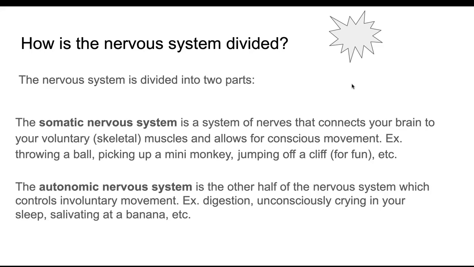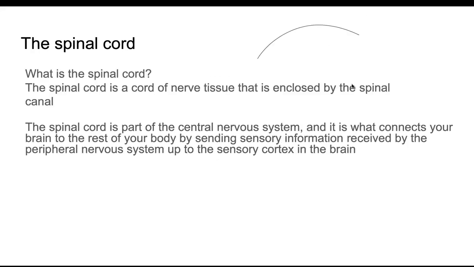The somatic nervous system is a nervous system of nerves that connects your brain to your voluntary skeletal muscles and allows for conscious movement. Examples: throwing a ball, picking up a mini monkey, jumping off a cliff, for fun, etc. The autonomic nervous system is the other half of the nervous system which controls involuntary movement. Examples: digestion, unconsciously crying in your sleep, salivating at a banana, etc.